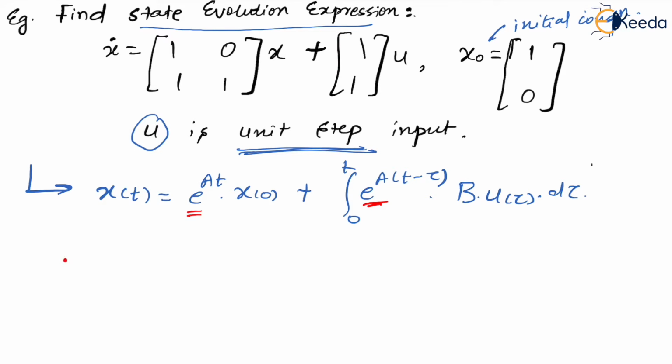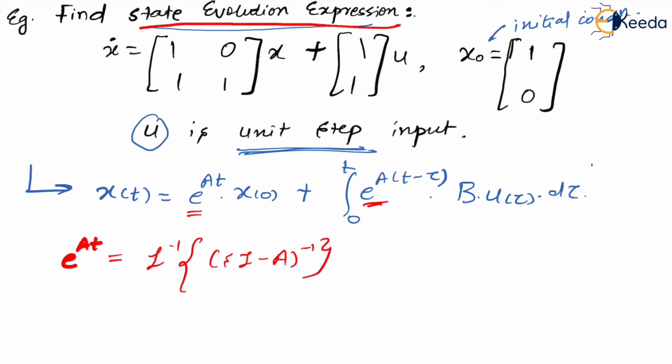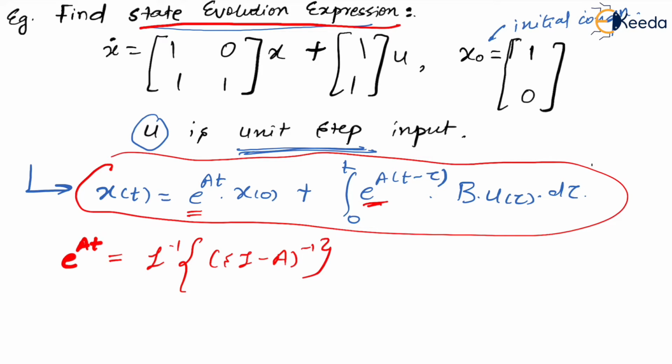How do you get e to the power At? It is equal to the Laplace inverse of (sI minus A) inverse. Always do reverse engineering. What are you asked to find? The state evolution expression, which you have written here. You need this e to the power At first, because x naught is given, u of tau is given, and B matrix is also given. So if you have e to the power At, things will become very simple.